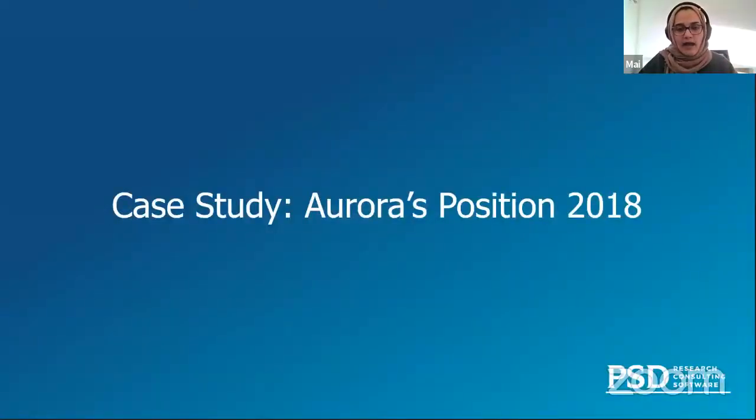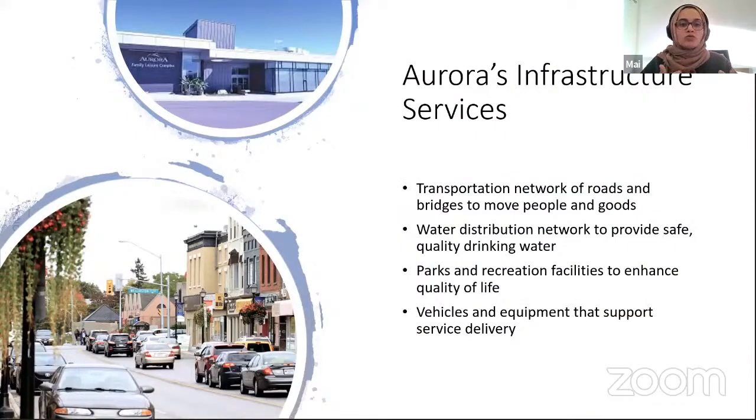Now that's from a high level perspective, looking at Aurora's position. In Aurora's case, you also provide services. So if we're talking about transportation, you have almost 200 kilometers worth of roads that provide transportation for people, for goods, and for services. When we're talking about parks and recreational facilities, you have over 700 acres of open space and parkland. You have 33 playgrounds all over the town.